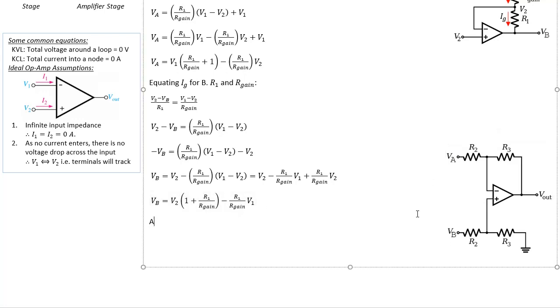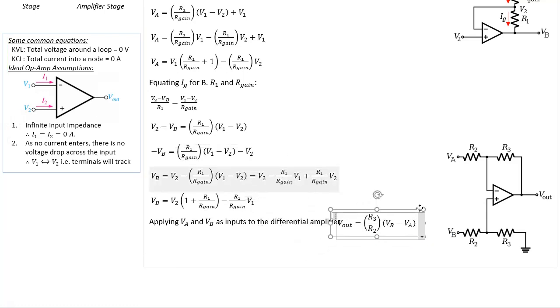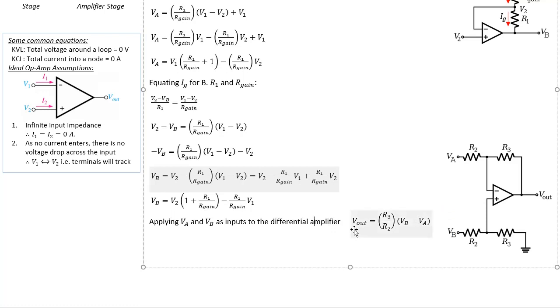Here I'm just going to say applying VA and VB as inputs to the differential amplifier, which sometimes is called a subtractor amplifier or difference amplifier. It goes by a few names. The equation for the differential amplifier is basically given by this. To see the derivation of this, please check out my other video. So V out, that's this V out here, is going to be equal to R3 over R2 multiplied by VB minus VA.